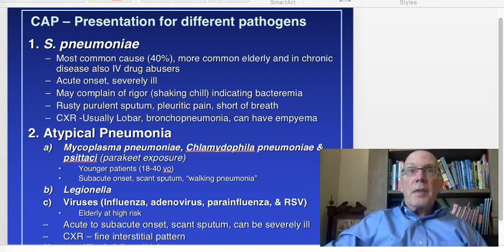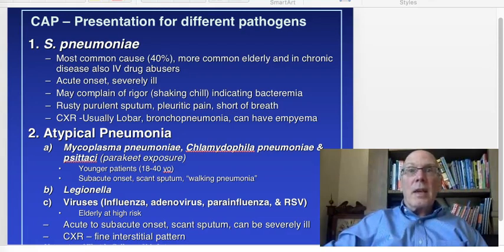drainage. The second major cause is atypical pneumonia, which is caused by first Mycoplasma pneumoniae and Chlamydophila pneumoniae, usually found in young patients aged 18 to 40 years of age. The pace of illness is usually subacute onset, and there is scant sputum. Disease is often mild, and these pathogens are the leading cause of walking pneumonia. The second group is Legionella, a more severe form of atypical pneumonia, and I will cover this separately.